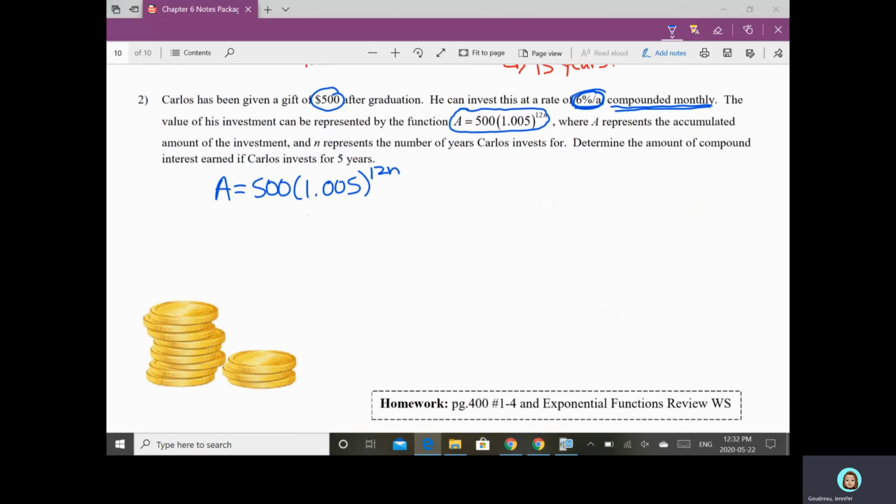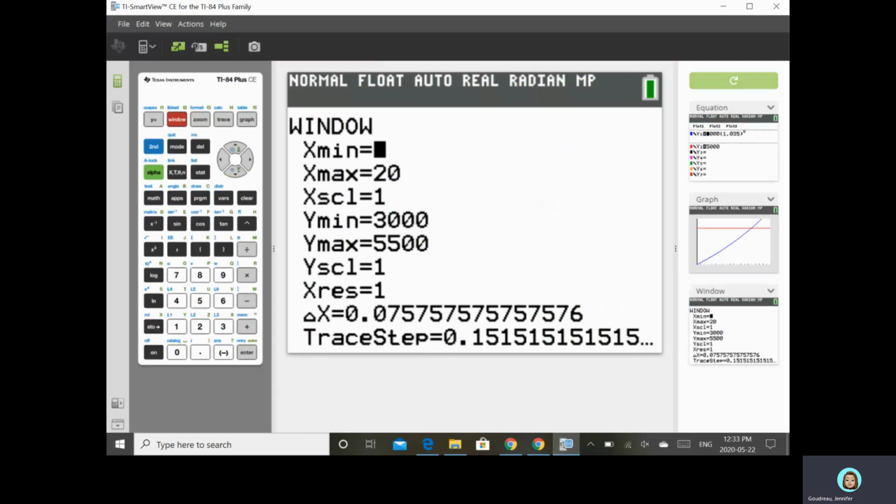Determine the amount of compound interest earned if he invests for 5 years. So again, we're given an N value. All we need to do is substitute. A is equal to 500 times 1.005 to the power of 12 times 5. And that 12 times 5 is in the exponent. So I'm going to go to the calculator and I'm going to put that in there.